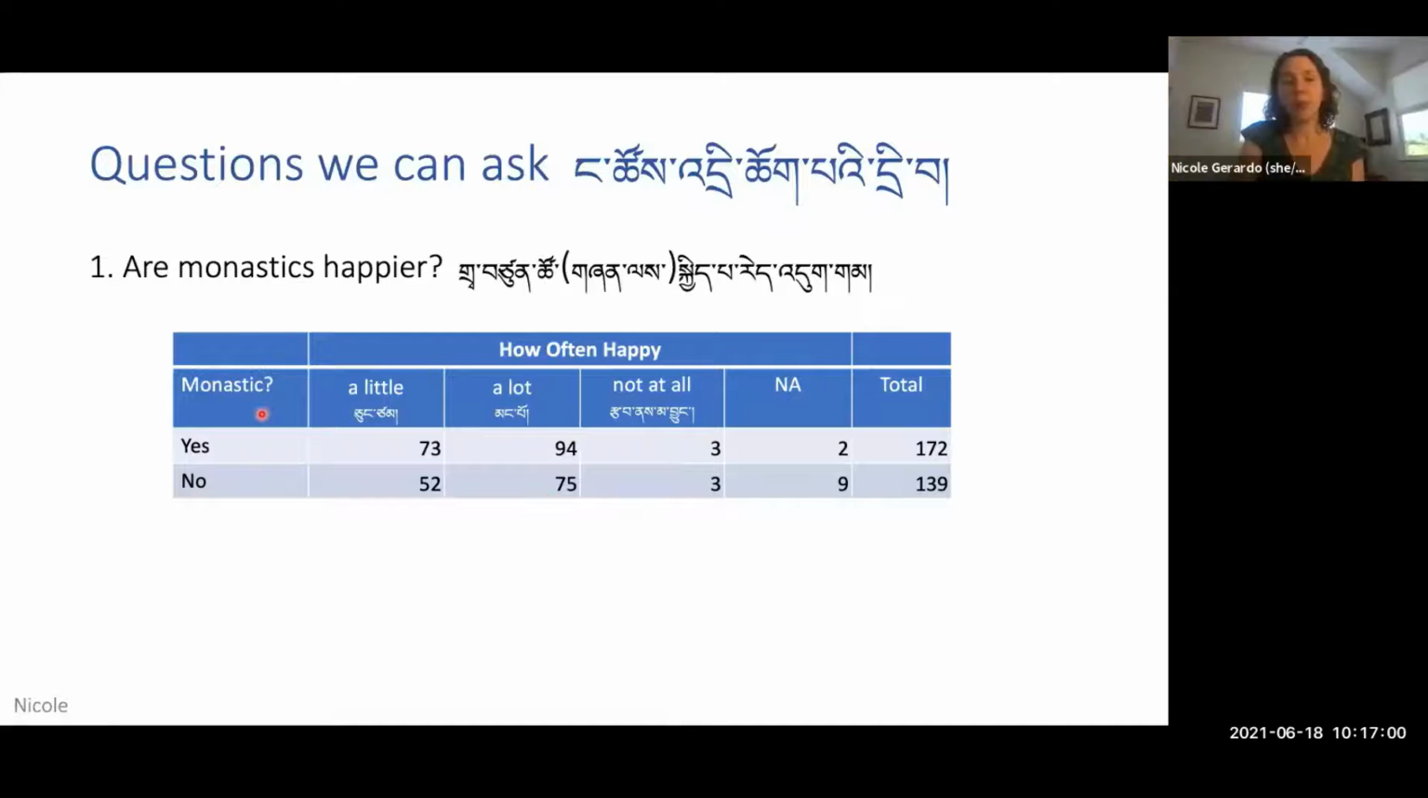So to figure out the proportion of monastics that are happy a lot of the time, we would take these 94 participants who say they're happy a lot of time and say what proportion of the total is that?